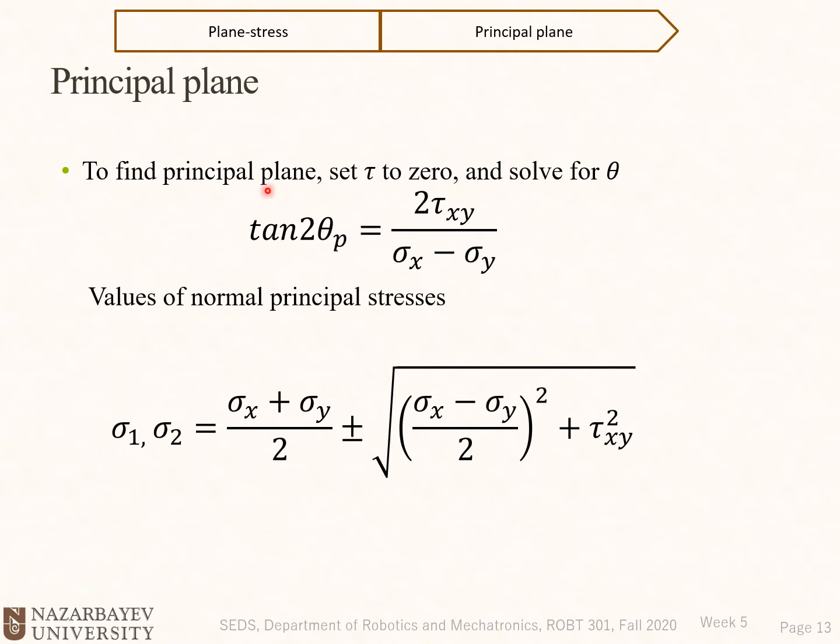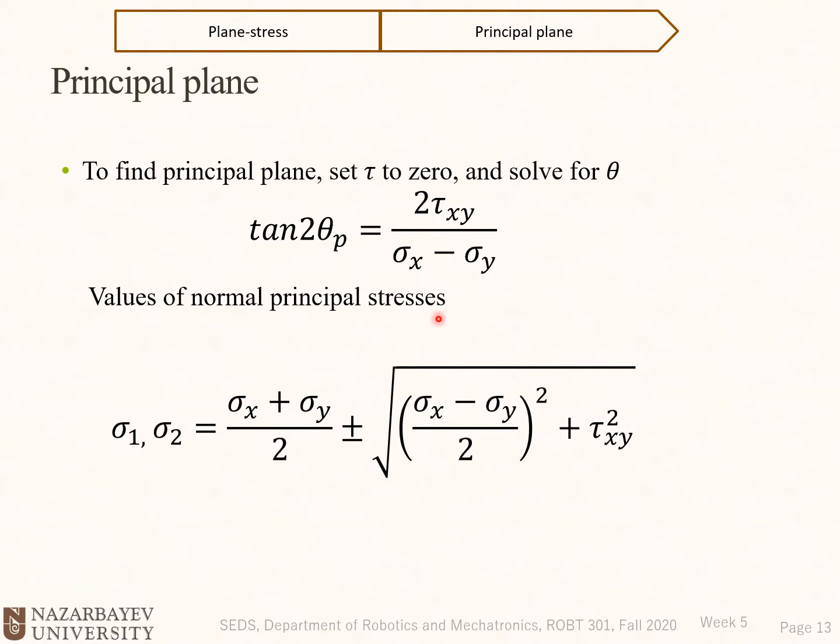To find the principal plane, set tau to 0 and solve for theta. So tau should be 0 based on the definition, and then we could find theta p for the principal normal stress or principal coordinate system, and the tangent of 2 theta p is equal to 2 tau xy divided by sigma x minus sigma y. Again, try to find this equation by yourself. It's a good practice.